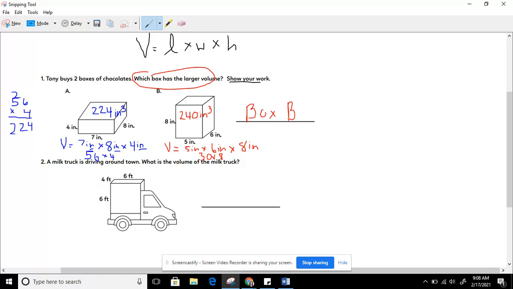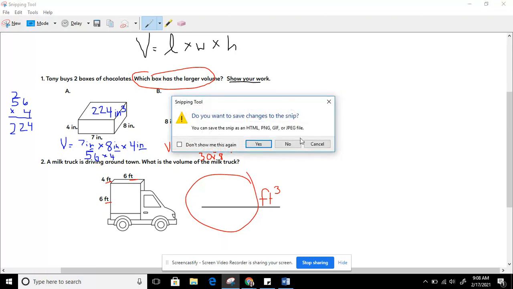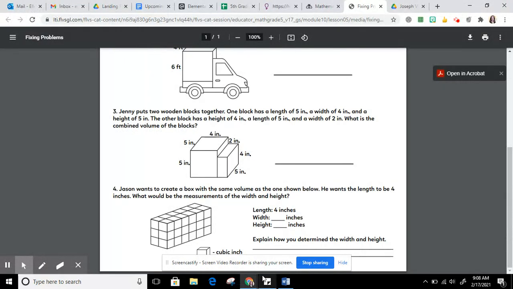Number two, I'm not going to do for you, but let's just quickly talk about it. Here you've got a milk truck, and you need to figure out the volume of that milk truck. So if you notice on the back of this milk truck, you can see a rectangular prism here. You're going to find the volume by multiplying 6 times 4 times 6. Okay, and don't forget, your units should be feet cubed because you're multiplying feet by feet by feet. So you've got to figure out what that answer is. Okay, so that's 1 and 2. Let's look at 3 and 4.